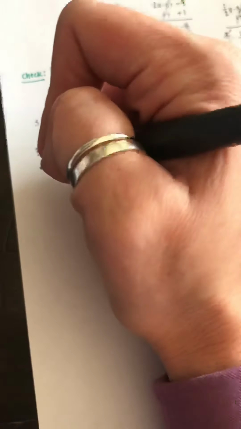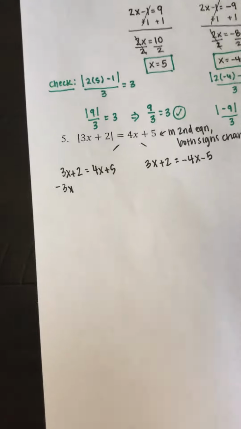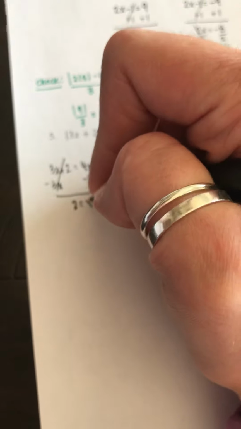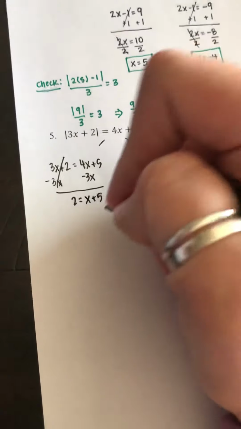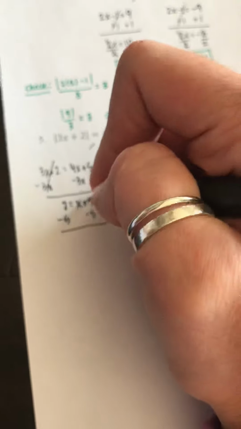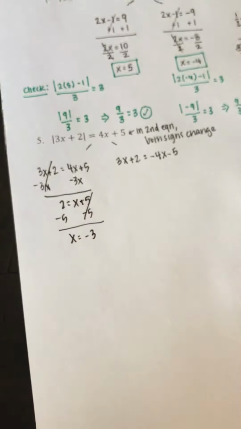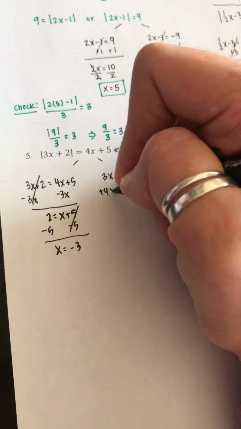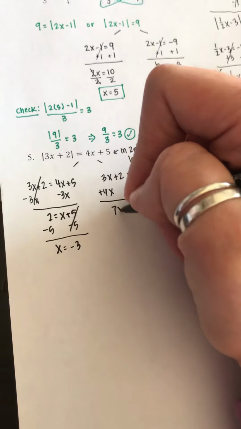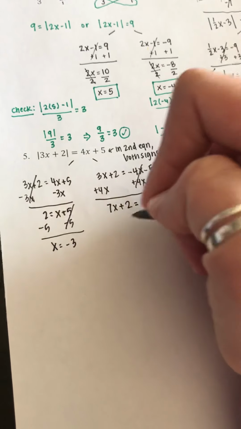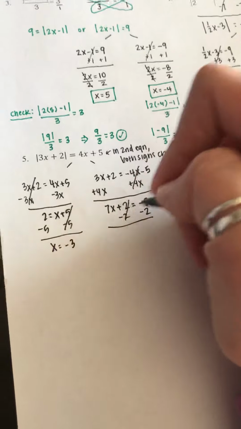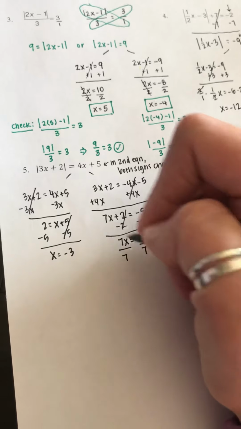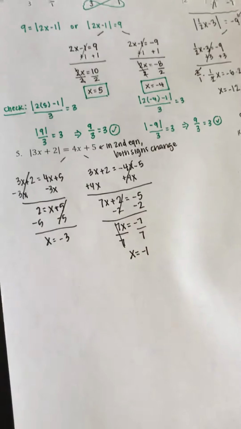So from here, we can go ahead and solve for x. In the first equation, I'll subtract 3x from both sides. That'll give me 2 is equal to x plus 5. So I can go ahead and subtract 5 from both sides. That's going to give me an x value of negative 3. And I'll go ahead and solve this one as well. So I'll move the 4x to the other side. That'll give me 7x plus 2 is equal to negative 5. Subtract 2. That leaves us 7x is equal to negative 7, and then I can divide each side by 7. So that'll give me a possible x value of negative 1.